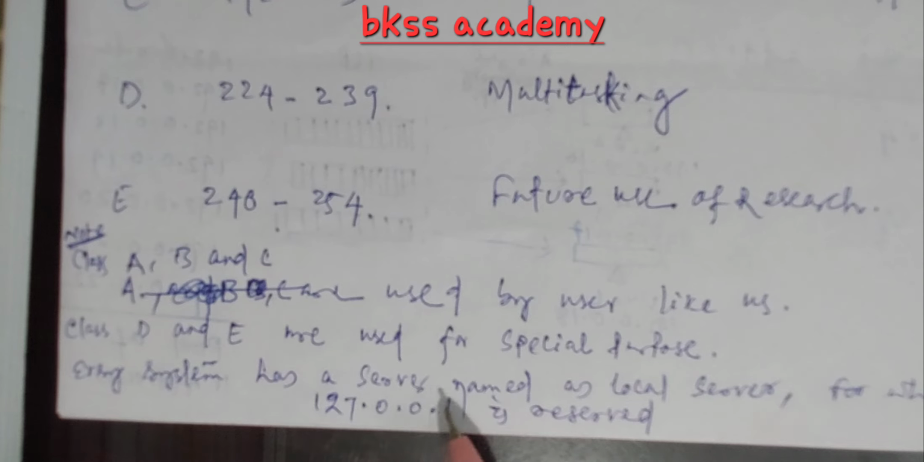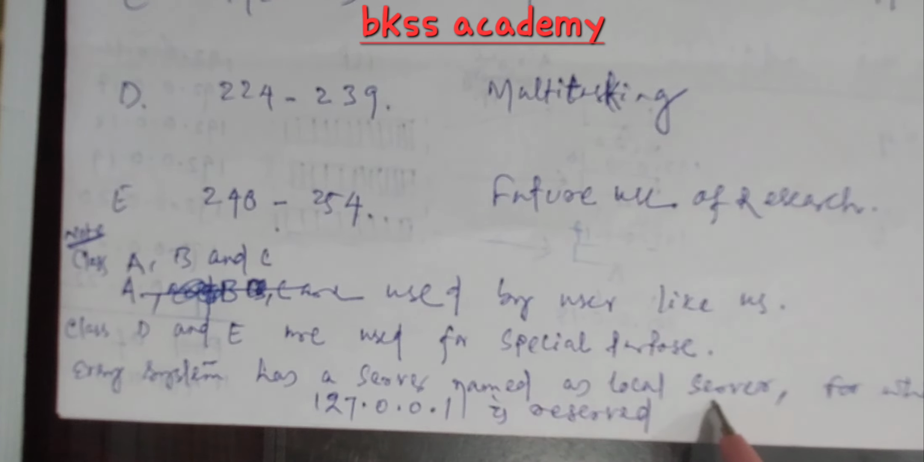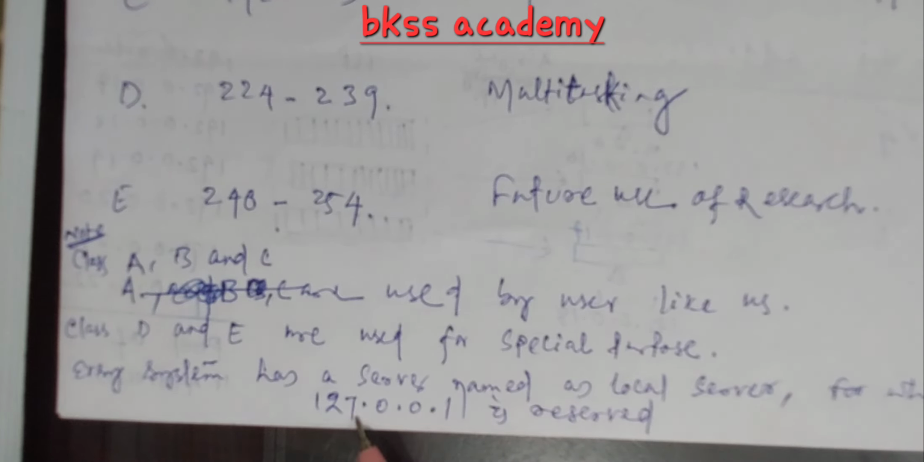Every system has a local server, for which 127.0.0.1 is reserved. So in every system there is a local server that is called 127.0.0.1, which is reserved.